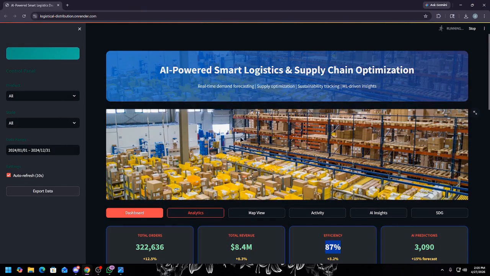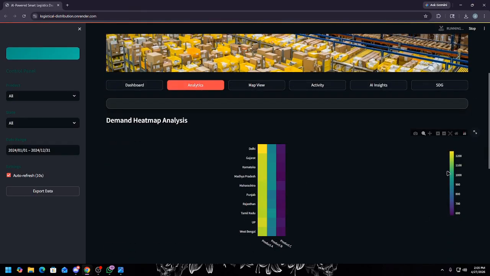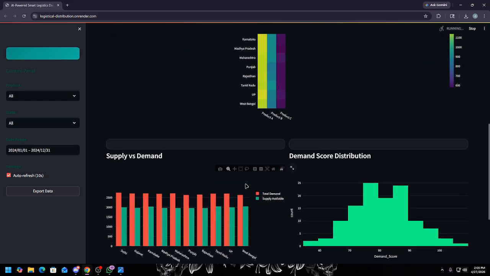One second, let me go to analytics. In analytics, we have created a heat map, and this is our chart or legend. So you can see in Delhi, product A is being sold most compared to product C, and this is how we mentioned everything over here. This shows which product is being sold most, and there's a supply versus demand chart.